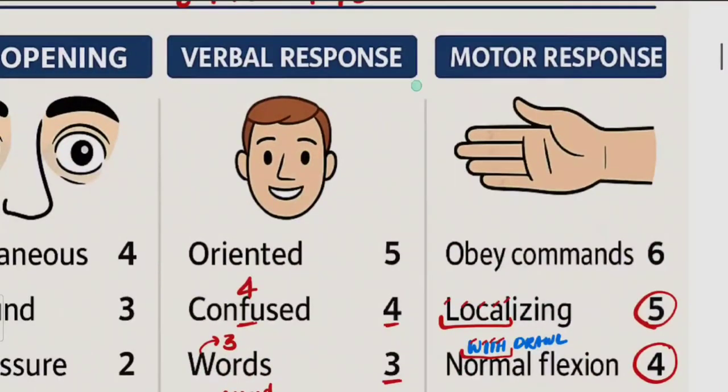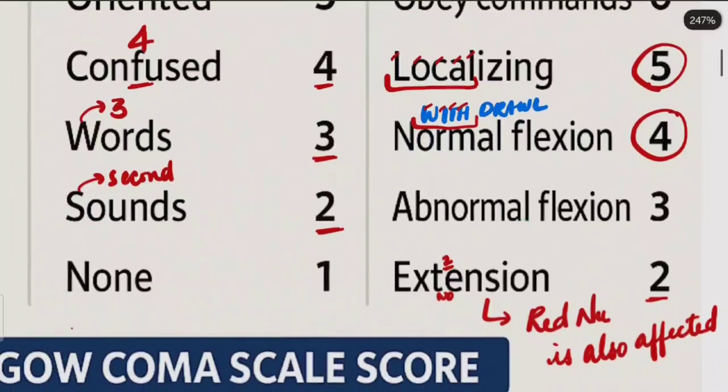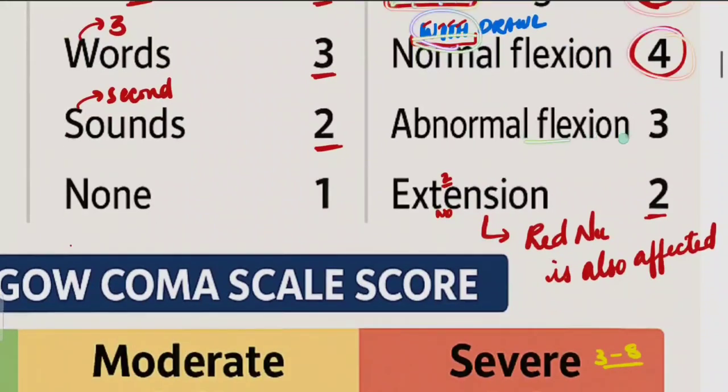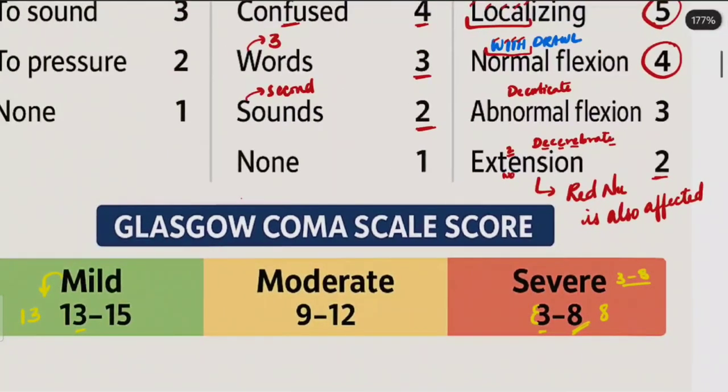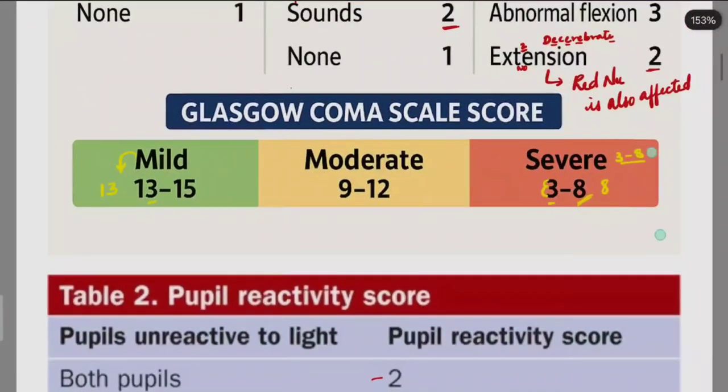Next you are having motor response, so you can make a word out of it. Localize will be 5 letters, withdrawal will be 4 letters, WITH. Abnormal flexion, extension. I know extension is 2, so flexion will become 3, and extension is nothing but decerebrate, that also we know it is decerebrate. So many E's in it, so that means this will become decorticate. Okay, so flexion, decorticate, decerebrate, and we will not get confused about this as well.